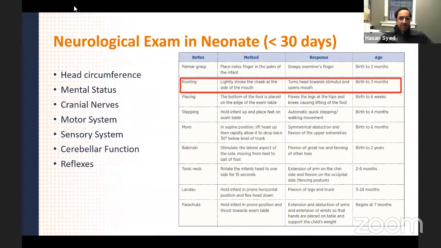The rooting reflex, which is when we lightly stroke the cheek. This allows the child to turn the head towards the stimulus. It's usually present from birth to 3 months.